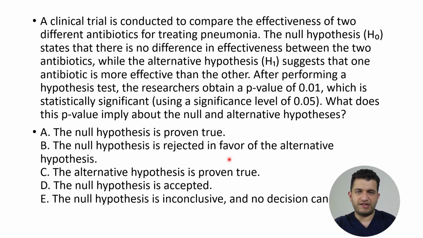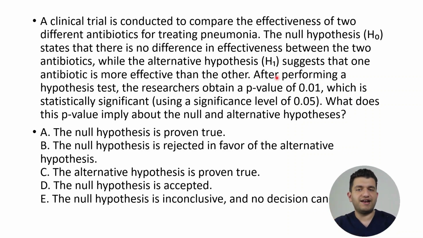Now this question is based on hypothesis testing. What does this p-value imply about the null and the alternative hypothesis? A clinical trial is conducted to compare the effectiveness of two different antibiotics for treating pneumonia. The null hypothesis, which claims there is no difference or no association, says that there is no difference in the effectiveness between the two antibiotics. So for example, we were comparing cephalexin and ceftriaxone. The null hypothesis, there is no difference. The alternative says there is a difference. It says ceftriaxone is superior.